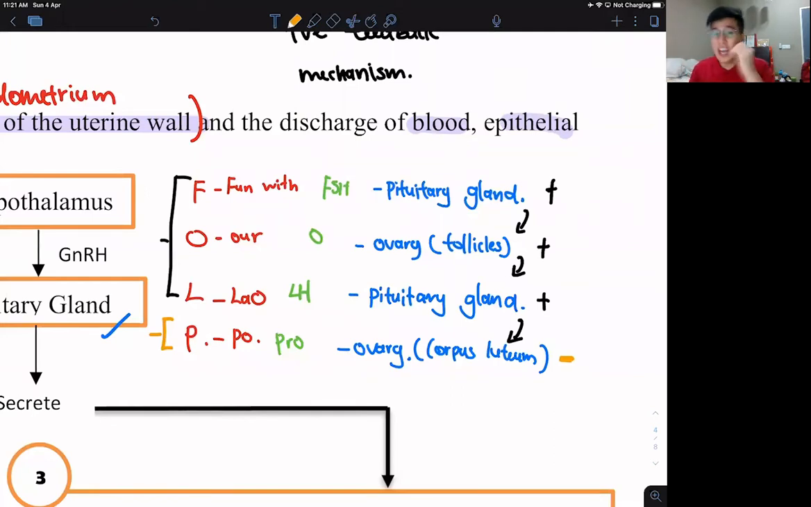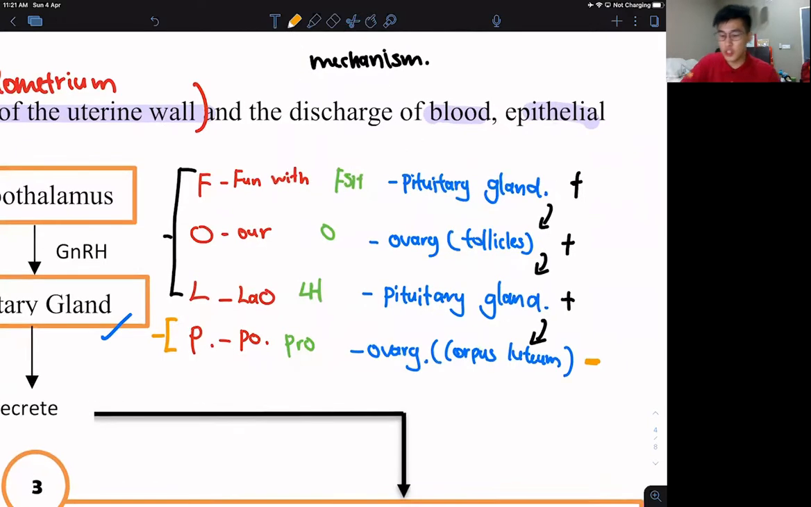Once I have progesterone, it will stop FSH from being secreted, and therefore I stop the menstrual cycle. However, once progesterone stops being secreted, FSH will continue to be secreted, and then everything will repeat again. Understand? Can you understand or not? So just remember FOL, positive, stimulates the next; P, negative, stops the next.